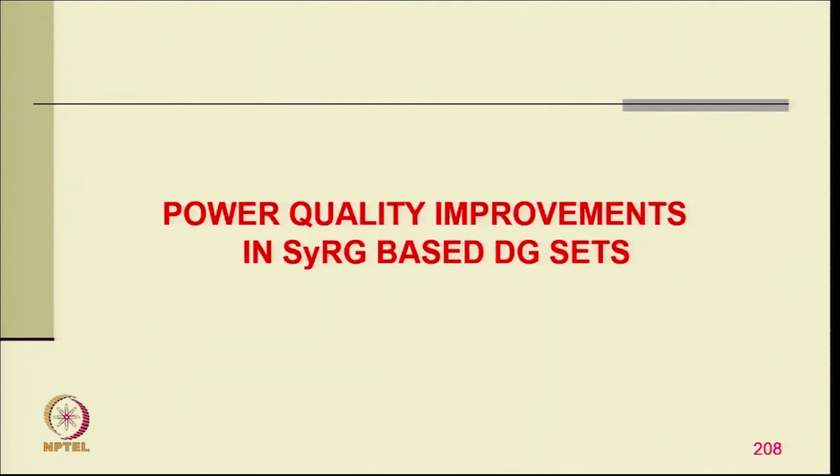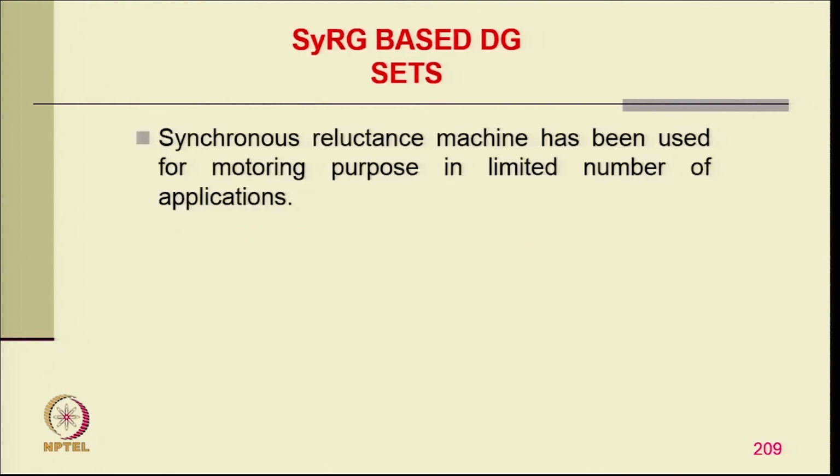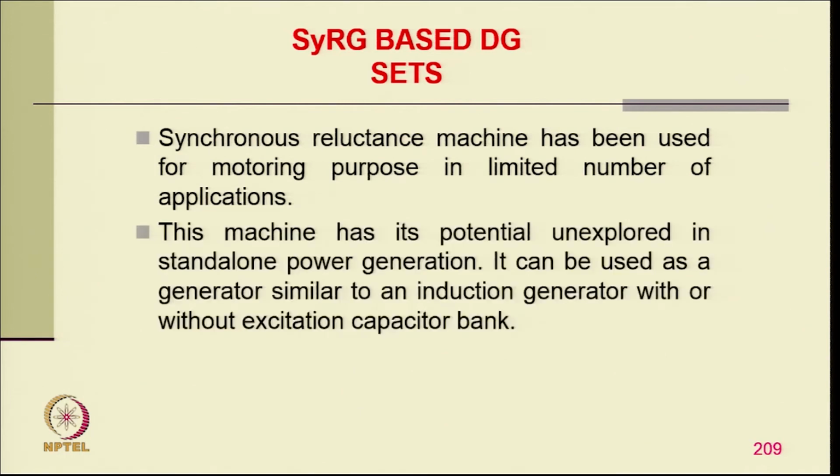Now, coming to power quality improvement in a synchronous reluctance based DG set. This machine has come very recently, a new and very interesting machine, because the efficiency of this machine is typically better than an induction generator, and it has all the features of a synchronous machine, and it is brushless. Synchronous reluctance machines have been used for motoring purposes in a limited number of applications. The machine has potential to be exploited in standalone power generation.